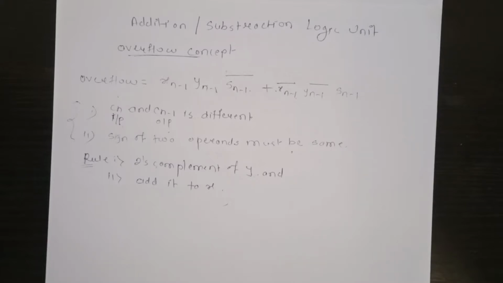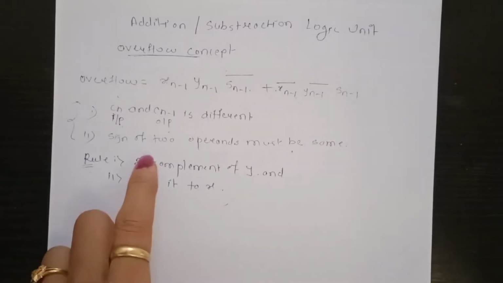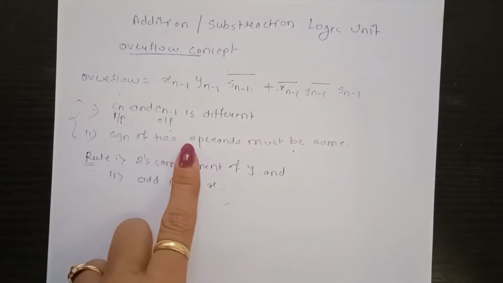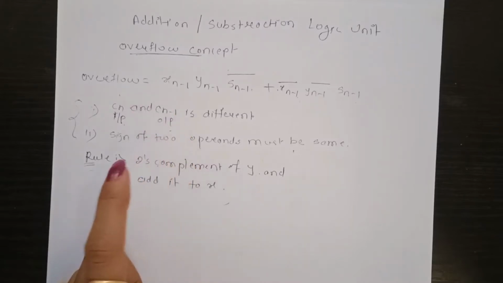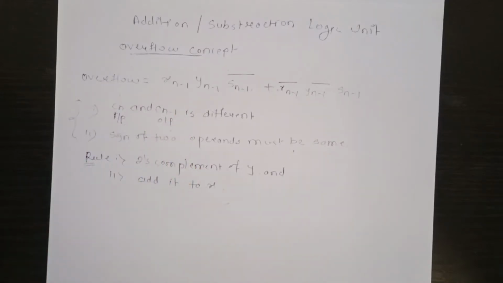There are two rules in the overflow concept. The first one is the sign of two operands must be the same and the sign of your input and the sign of your output must be different. Only in that case can overflow occur. Along with that, while operating on 2's complement numbers, there are again two rules. First, we have to find the 2's complement of that particular number, that means 2's complement of y, and then we have to add that y with x.